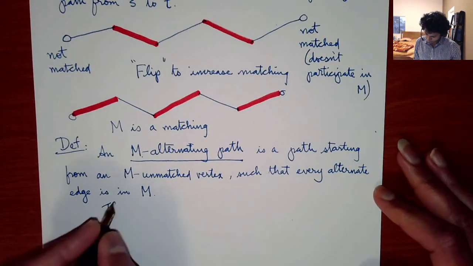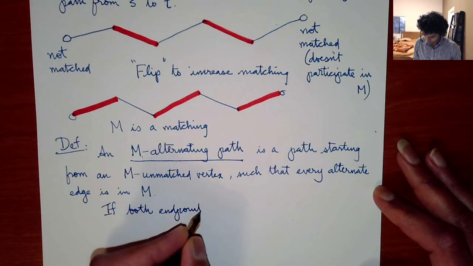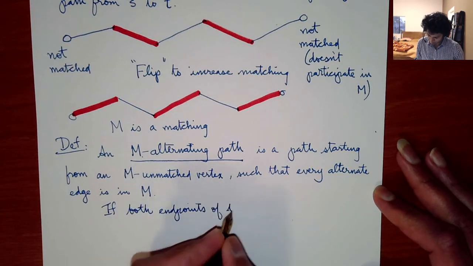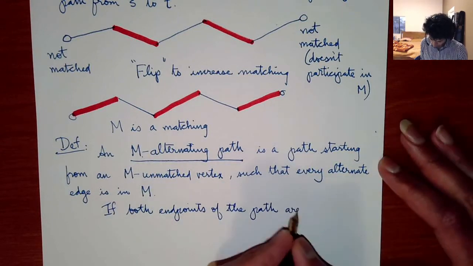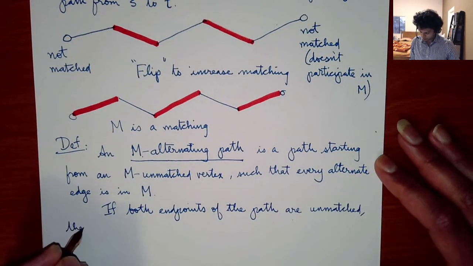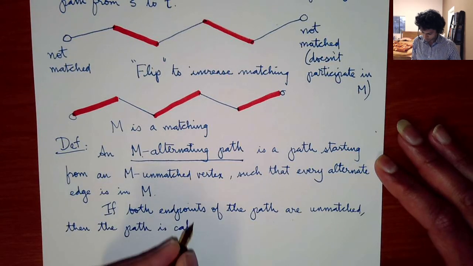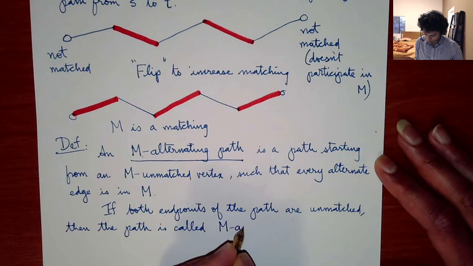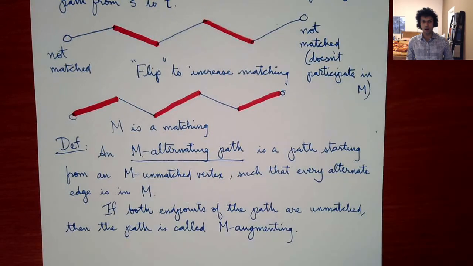If both endpoints of the path are unmatched, then the path is called M augmenting. It's called an M augmenting path if both endpoints are unmatched. Any questions about the definitions?